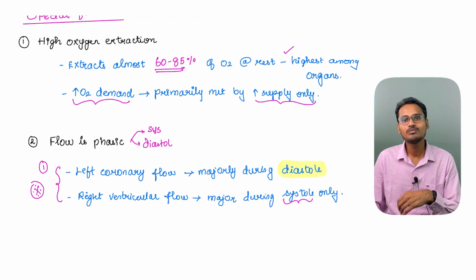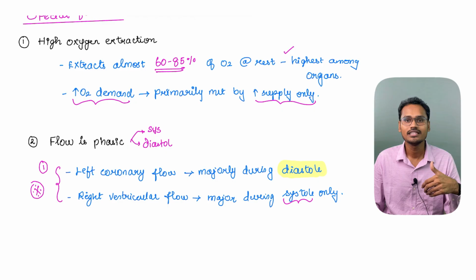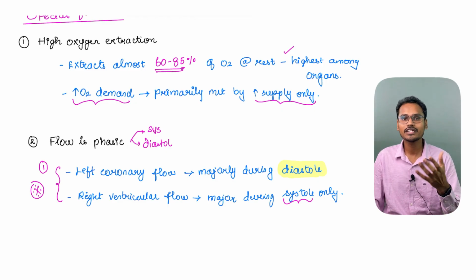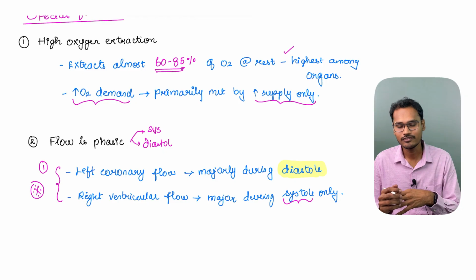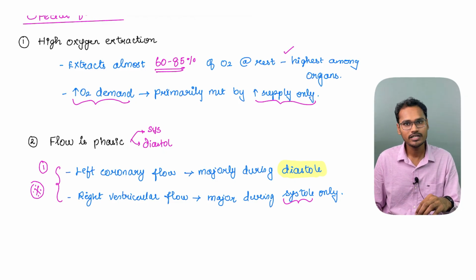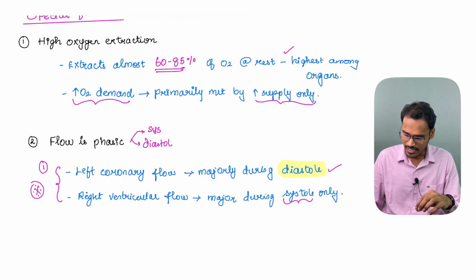So this is one thing to remember. And the majority of books sometimes write one more thing also: the heart gets blood supply only during diastole. That is also a wrong statement, because if it is not getting any blood supply during systole, then obviously it will go for a myocardial infarction. So just remember this point. I will come back to this again.